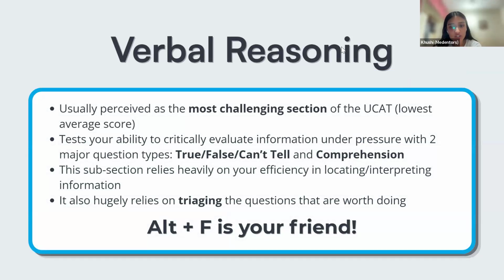Yeah, so this is the most challenging section of the UCAT with the lowest average scores. And there are two main question types. You have the options of true, false, and can't tell, or you're going to have the comprehension where it's going to ask you something to infer from the text or what it's telling you. And you really have to be able to triage and look for the most important questions or the easiest questions out of the bunch. Using Alt F flags a question, and then you can come back to it at the end if you have more time.